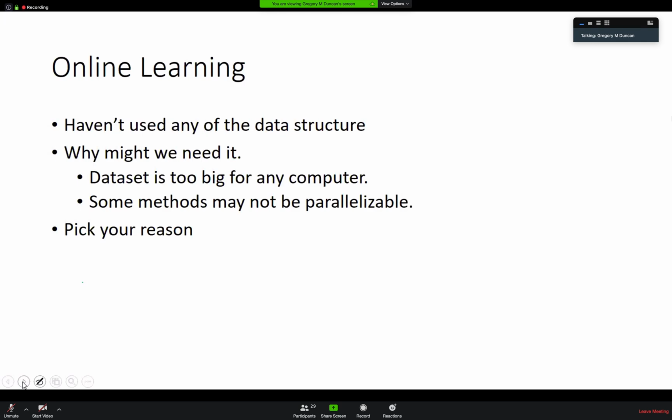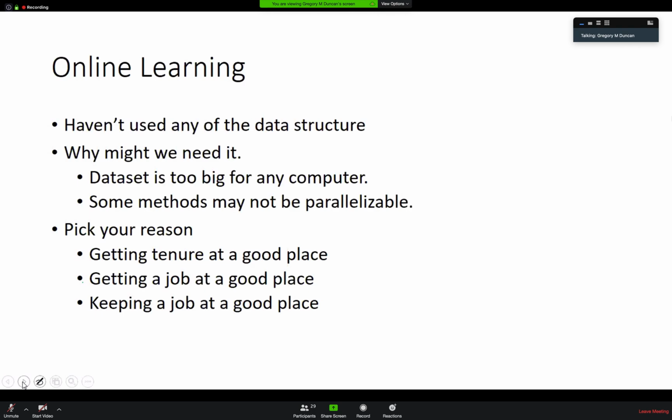So I say, pick your reason. There's so many reasons for these things to fail. Getting tenure at a good place, for example. Anyway, getting a job at a good place. Keeping a job at a good place.